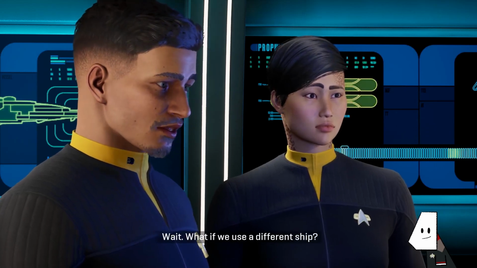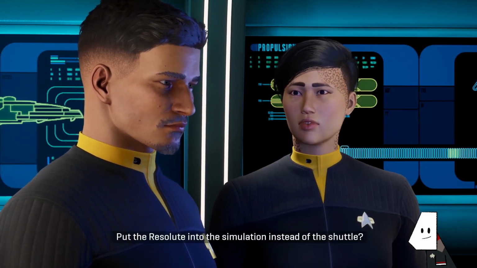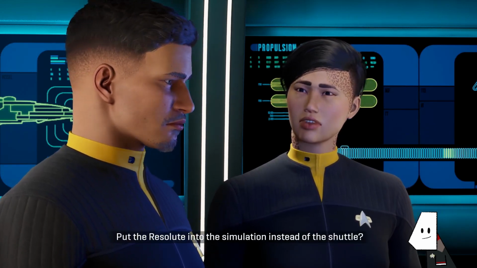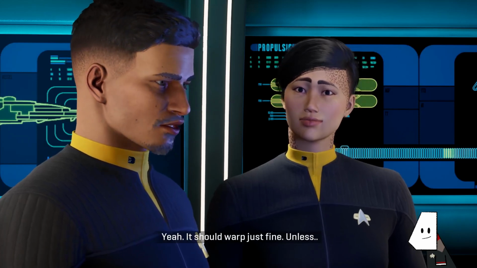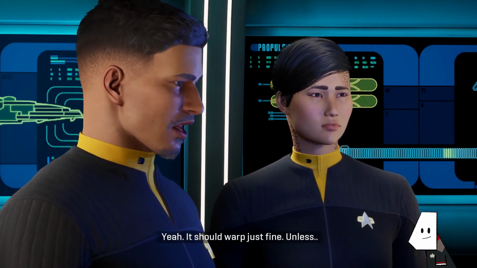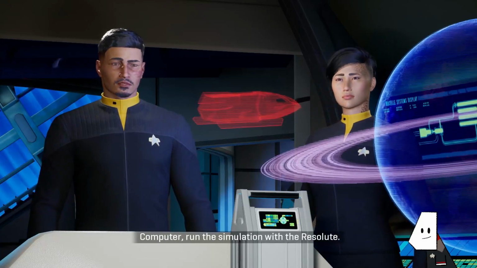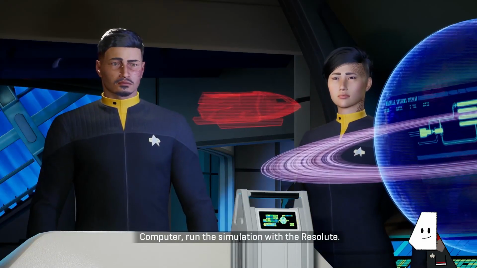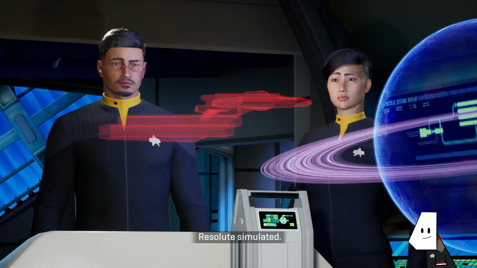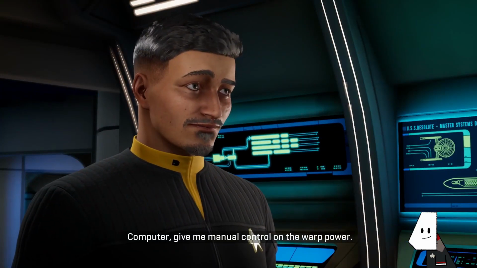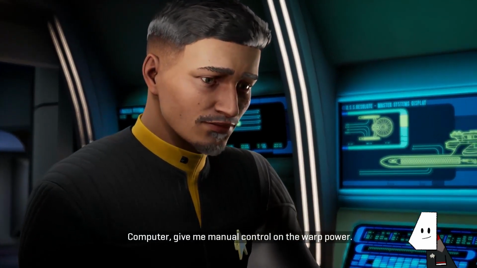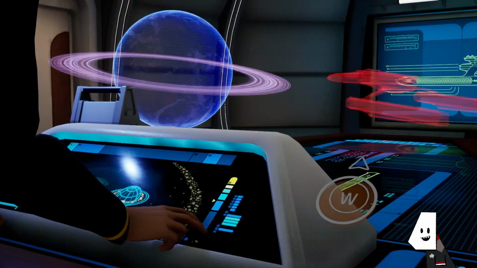Wait, what if we use a different ship? Put the Resolute into the simulation instead of the shuttle. Yeah, it should warp just fine. Unless... Computer, run the simulation with the Resolute. Resolute simulated. Computer, give me manual control on the warp power. Let's see what happens with the Resolute.